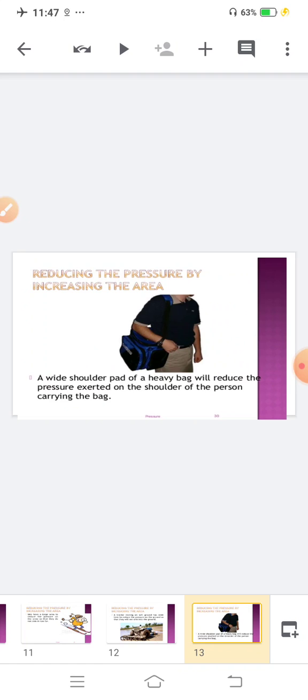Reducing the pressure by increasing the area. If our backpack strap is wide, it will produce less pressure on your shoulder, and if the strap is thin, it will produce more pressure. So a wide shoulder pad of a heavy bag will reduce the pressure exerted on the shoulder of the person carrying the bag. So these are all examples of pressure, showing the conditions in which the pressure is high and in which it is low. Is this clear?